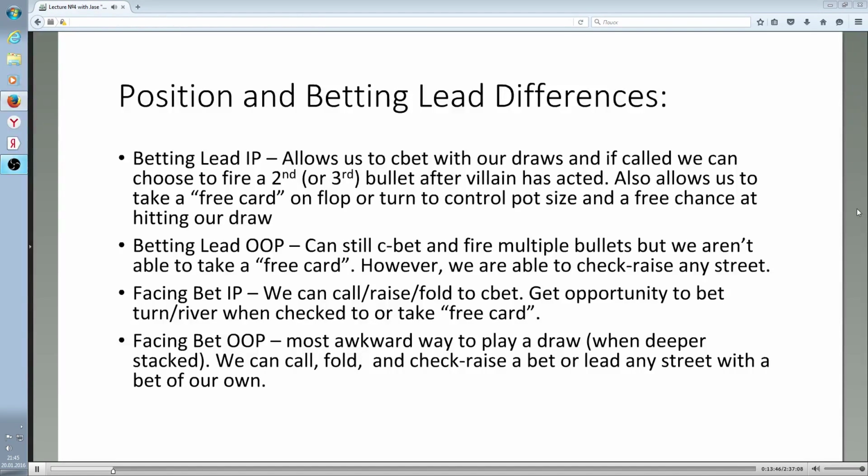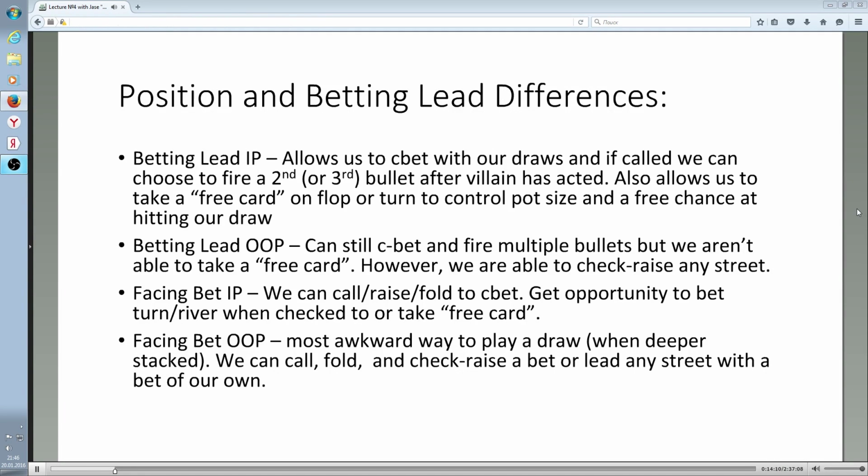So moving on, we will go over more of these, and I think looking at examples will show these differences a bit better than the slides, but just a few points to go over. Here are some position and betting lead differences when we play draws, just stuff I've thought about off the top of my head.